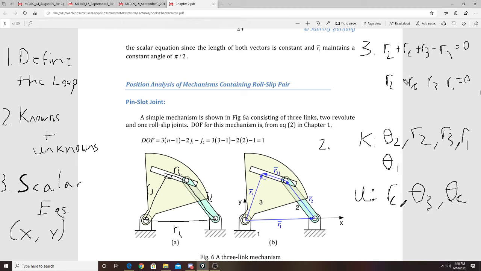Just as long as you stay consistent. For example, if you wrote this right here, and then on your next scalar equation you wrote R3 cosine theta 3 plus R1, even though it was a minus up here, then you're wrong, because you flipped the sign for no reason. Just stay consistent. That is all I'm asking you. Does that make sense?